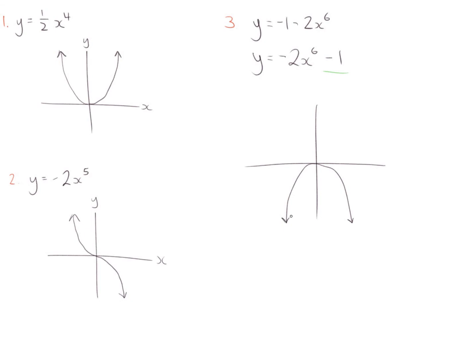However, when we do take into account the -1 at the end, that means that we have to move our parabola down by one unit. So on this sketch, it's important that we label this point as -1 here. So the green curve is our sketch of y equals -1 minus 2 times x to the power of 6.